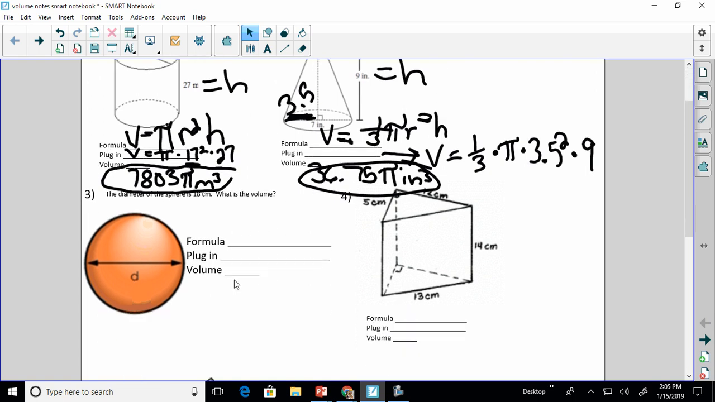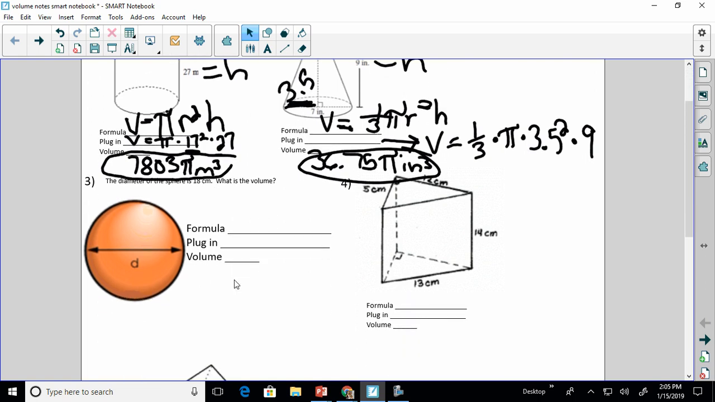All right, next one, a sphere. Look at your formula sheet. For a sphere, the formula is volume equals 4/3 pi r cubed, a little bit different. So r to the third power. On your calculator, you're going to do r, then the little caret, and then a 3.